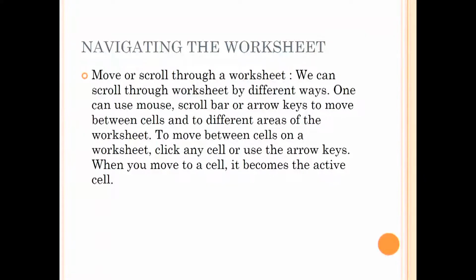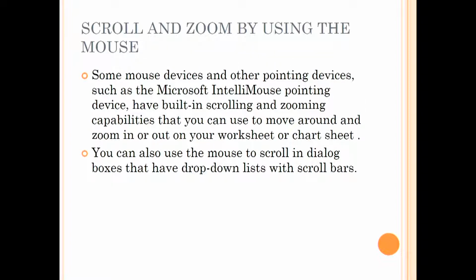How do we navigate through the worksheet? So, move or scroll through a worksheet. You can scroll through a worksheet in different ways. One can use the mouse, scroll bar or arrow keys to move between the cells and to different areas of the worksheet. To move between cells on a worksheet, click any cell or use the arrow key. When you move to a cell, it becomes the active cell.